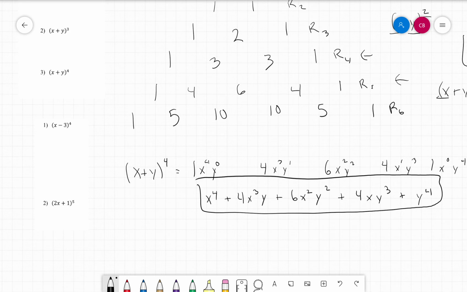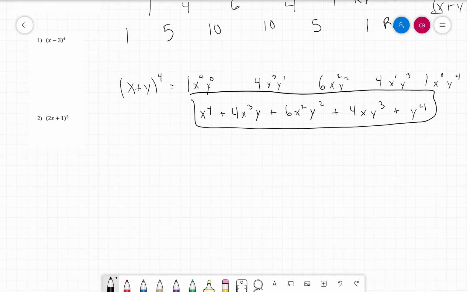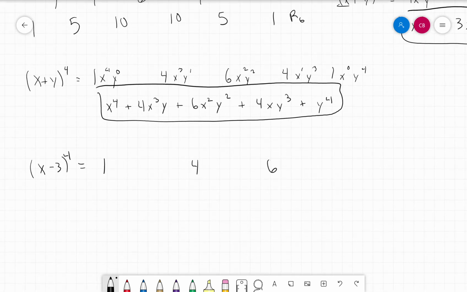Okay. So let's do (x - 3) to the fourth. So once again, we're using that fifth row. So we have 1, 4, 6, 4, 1. Okay, so first term is x to the x, so x to the fourth.